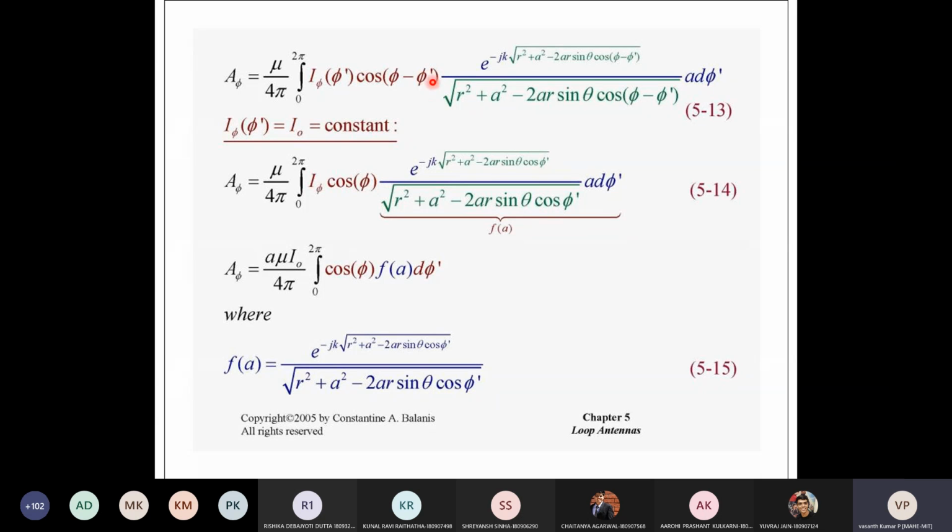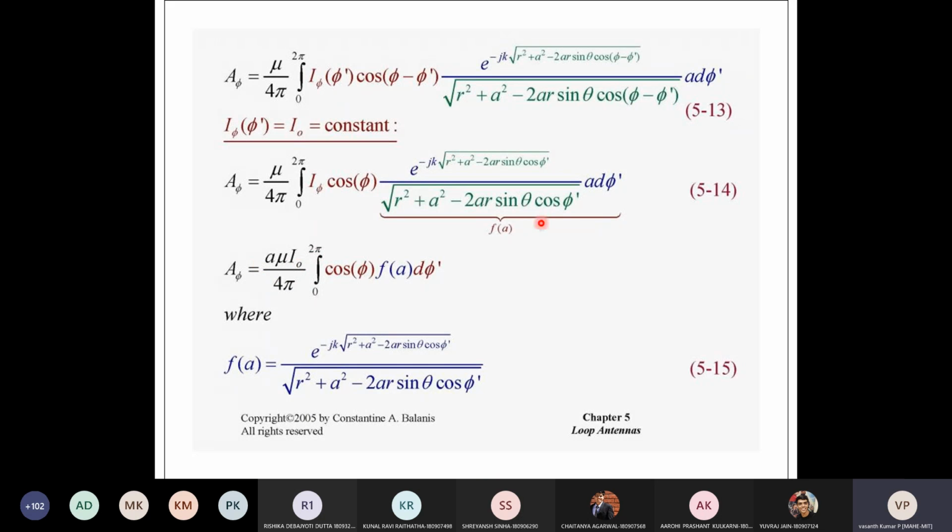Phi dash can be anything, because if you take the complete loop, the point a phi will see an identical situation as far as the loop is concerned. If you integrate from 0 to 2 pi, we can take phi dash as anything from 0 to 2 pi. So we have taken phi dash as 0, so I phi cos phi into this expression. So a phi is given by this.